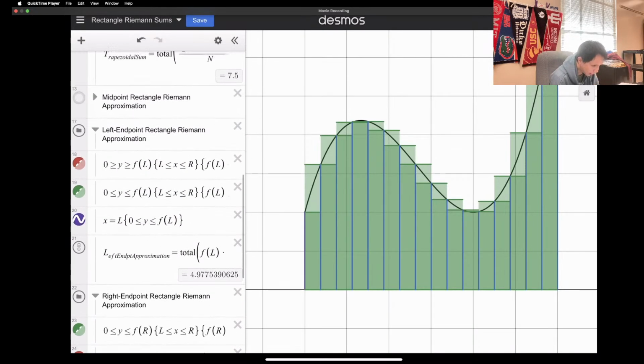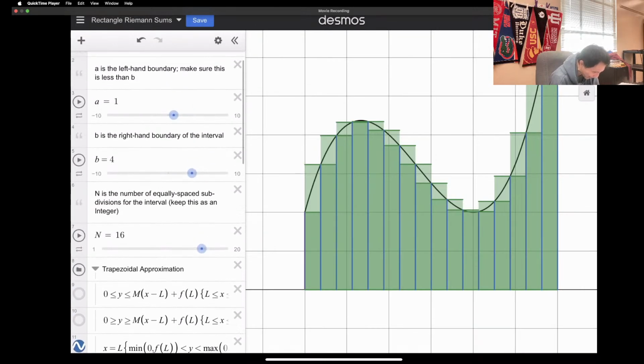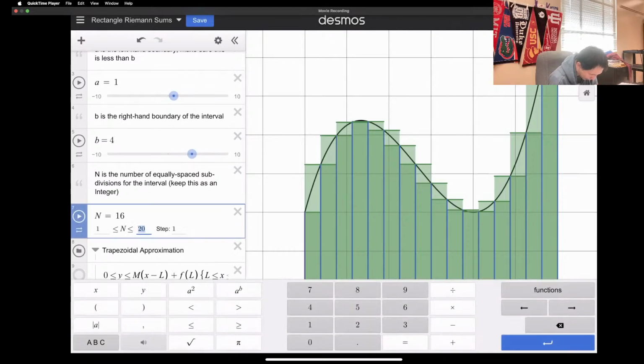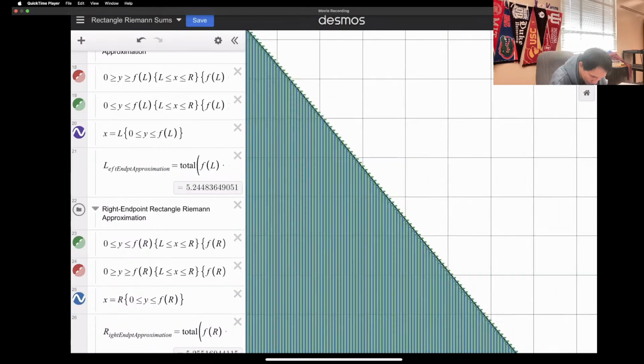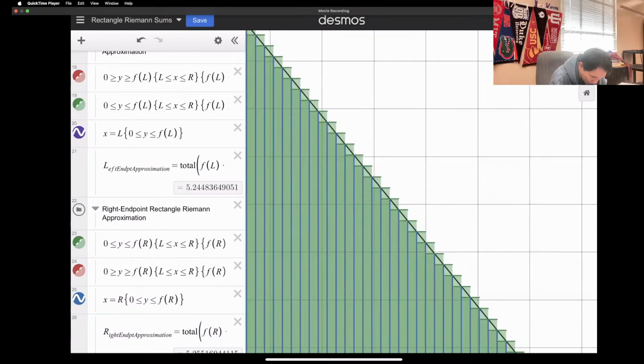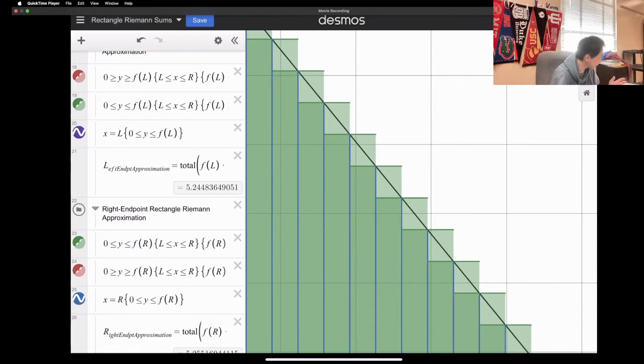Now, that's only if I break it into 16 rectangles. Imagine if I break this into 1,000, right? 871 to be exact. I'm going to break it into 871 pieces and see how accurate they are. Well, still a little bit off, right? If you zoom in enough.